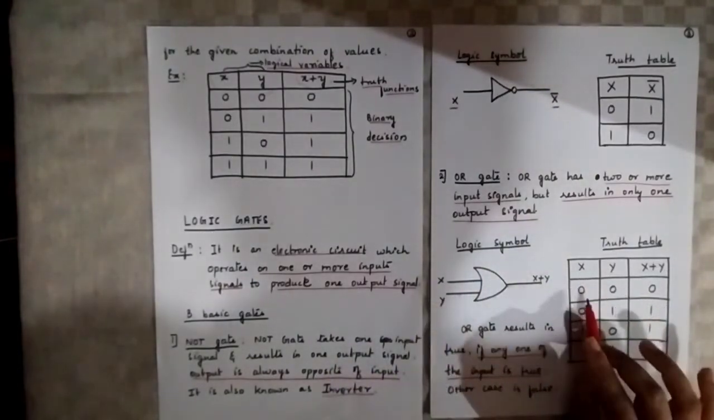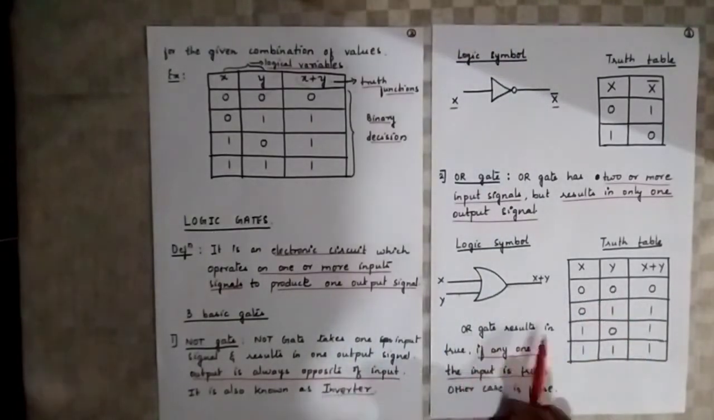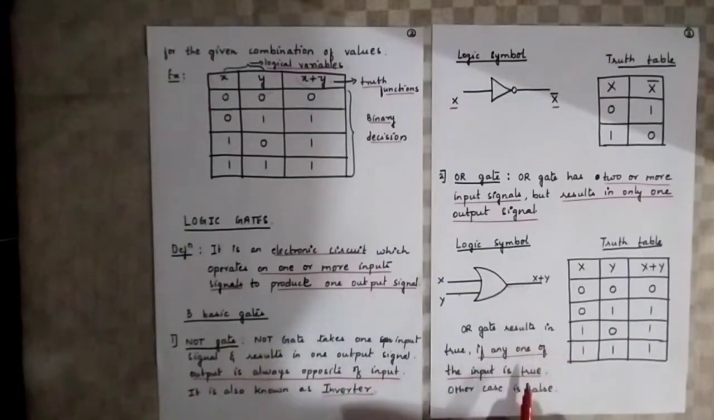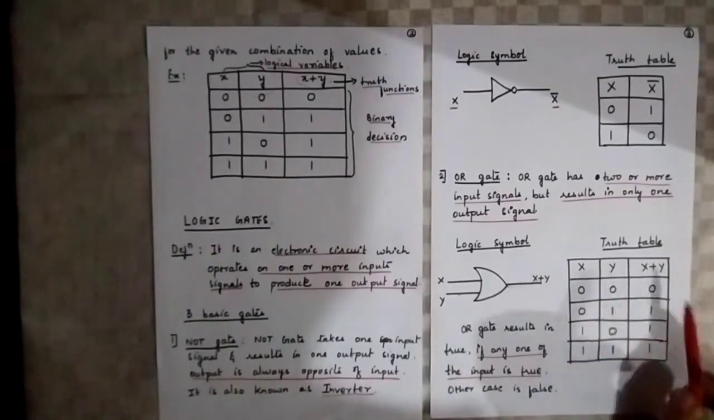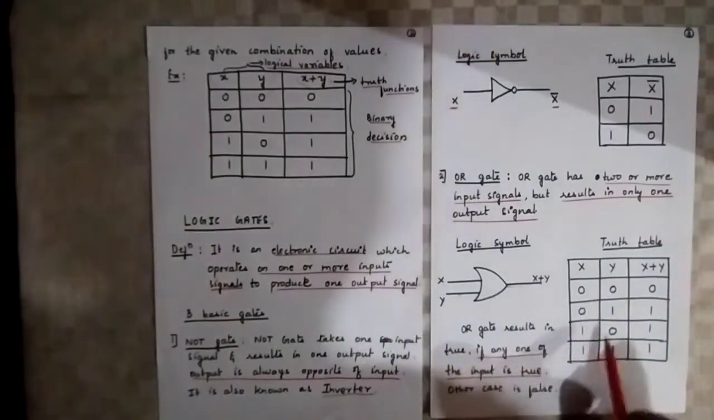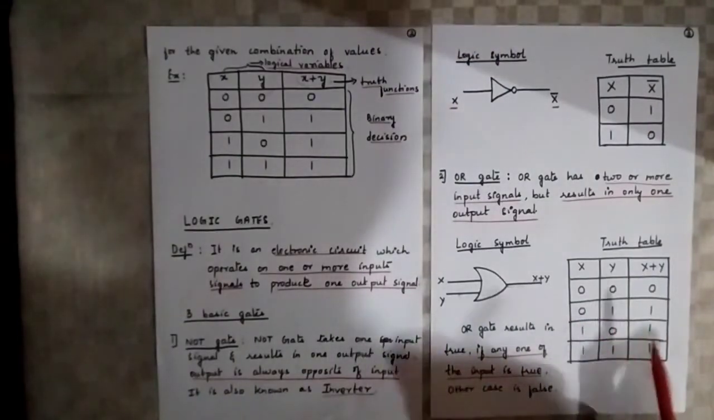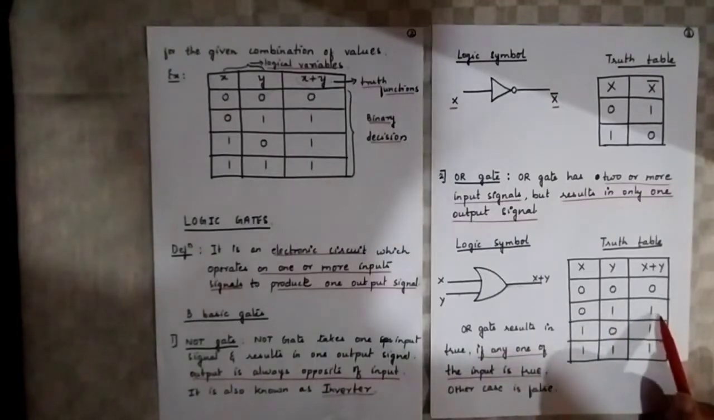If the two inputs are 0 and 0, the OR gate is going to give you the result true only if we find at least one of the inputs as true. Otherwise it is going to be false. Here none of the inputs is true, that is why the result is false. Coming to the next one, it says 0 and 1. Here at least one of the inputs is true, so it is going to result in true.